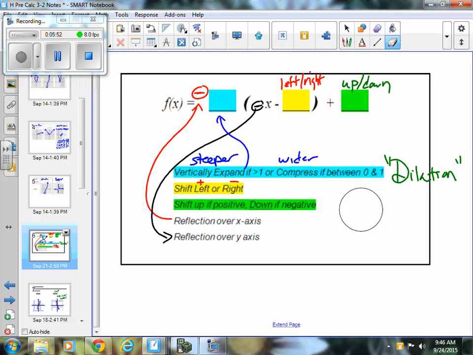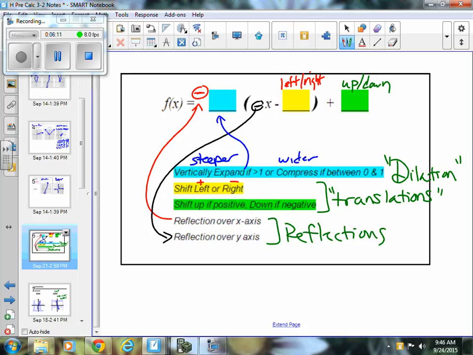On the outside then, the plus or minus, that green box, that's your up or down. That's translating the graph up or down. Both of these together are called translations, when you translate from one place to another. And these last two are the reflections. Those are the transformations that can happen to a graph when we look at those different pieces.